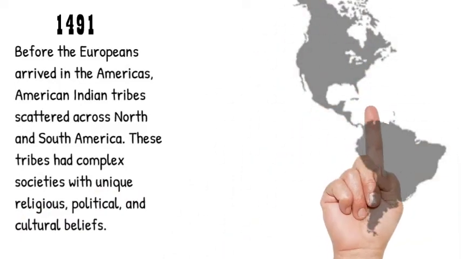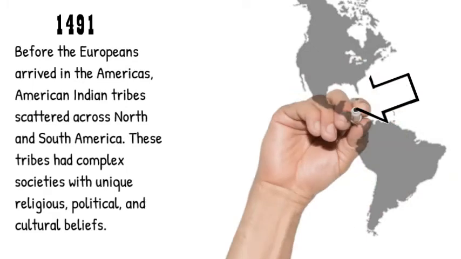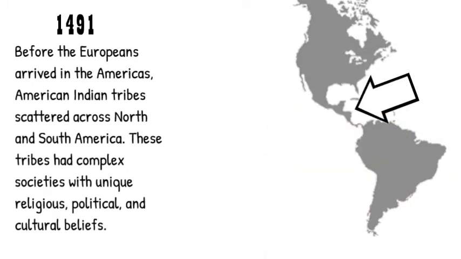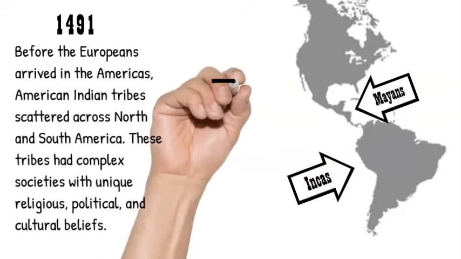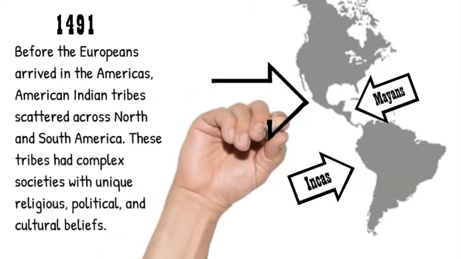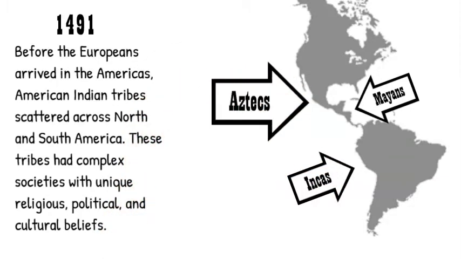Now, 3 of these highly organized societies included the Mayans, who were located in the Yucatan Peninsula, the Incas, who were in South America, modern-day Peru, and of course the Aztec Empire, which dominated Mexico and Central America. A very powerful empire. In their capital of Tenochtitlan, they had nearly 200,000 people living there.